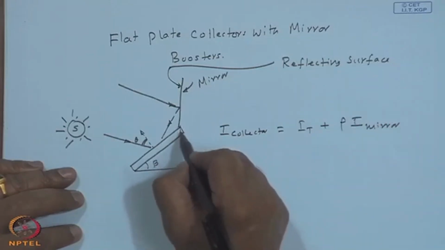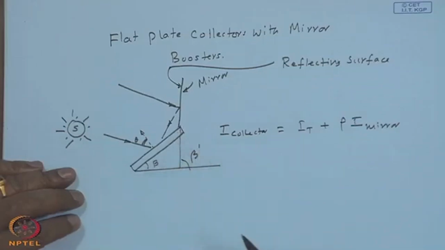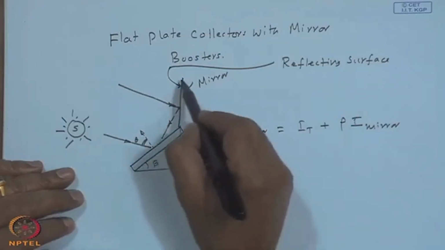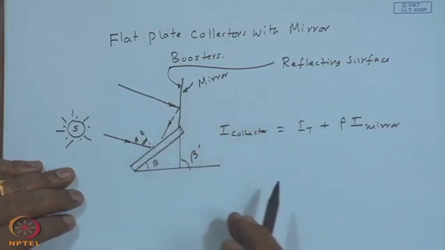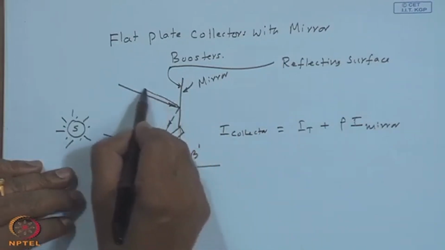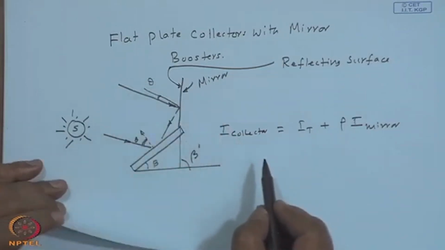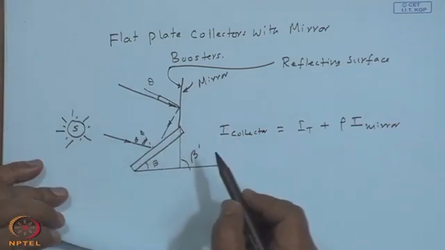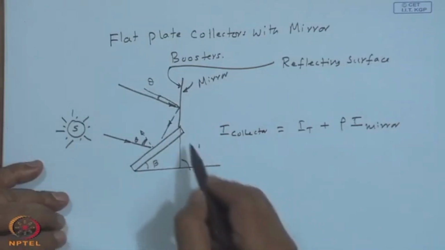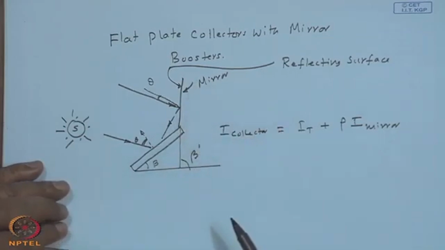Now, if I extend it, this may be beta dashed. So, I can express this as a surface with a slope beta dashed, and of course, in this case there may be a very small theta, nearly normal. If it is nearly normal, there will be no reflection. Okay. One can choose the appropriate angle depending upon the declination and the latitude of the location.